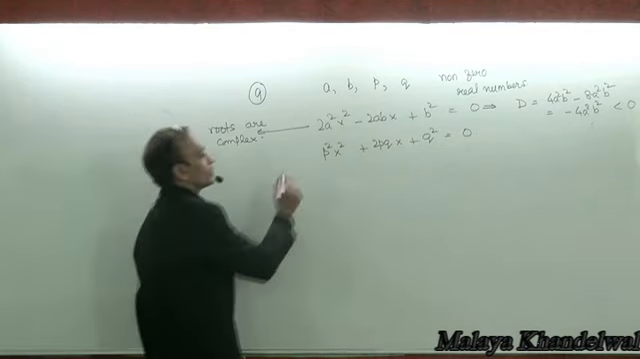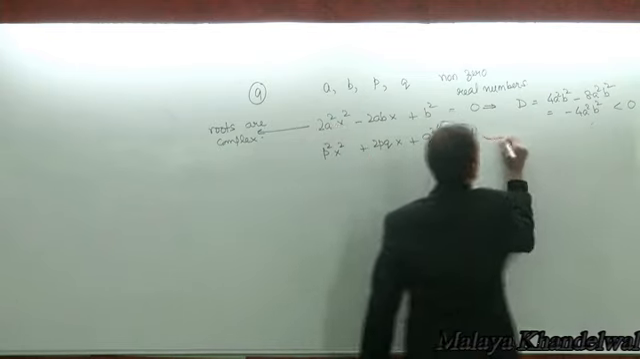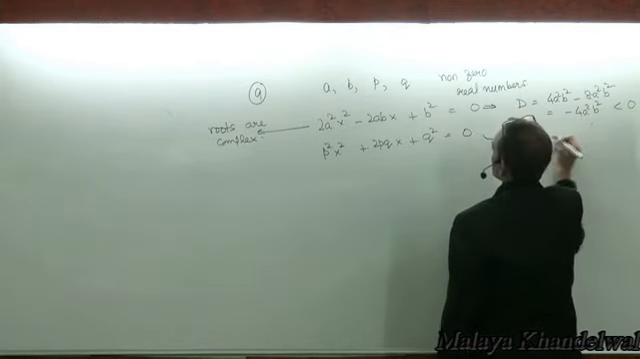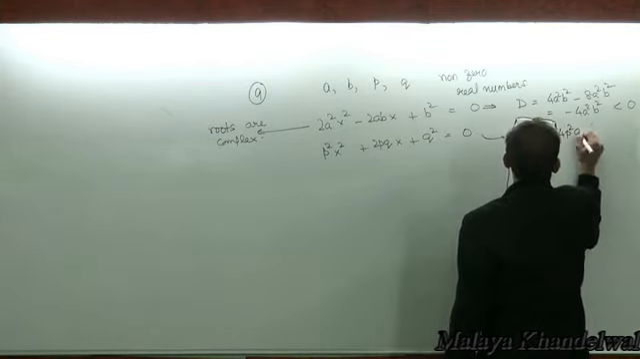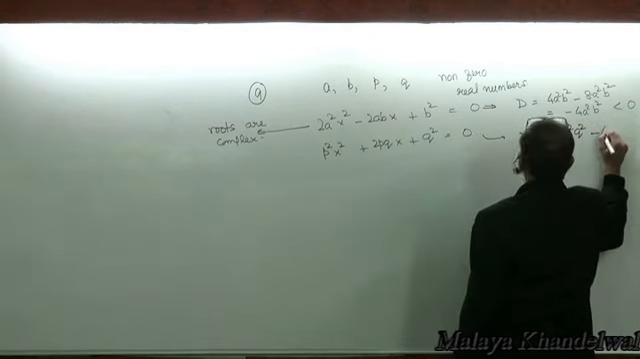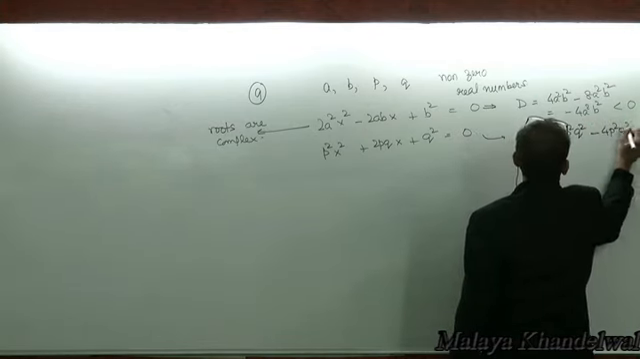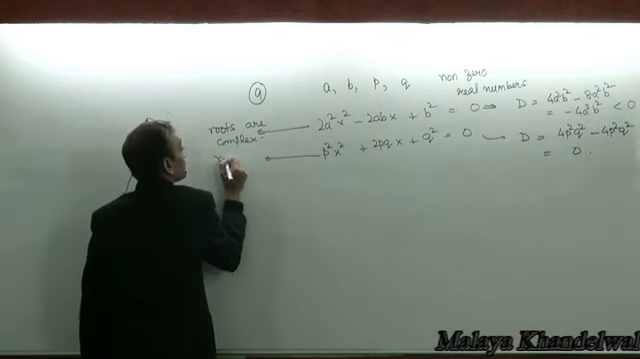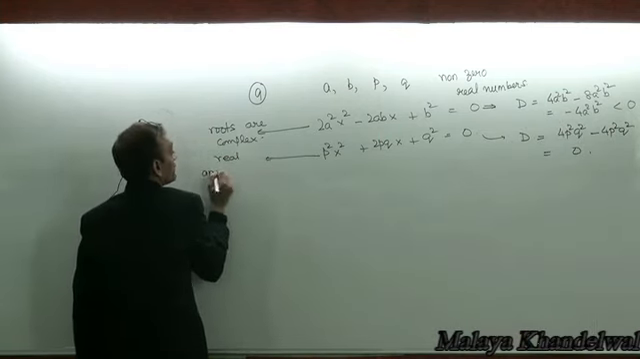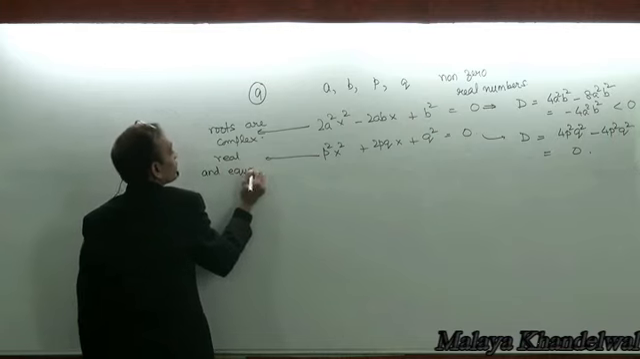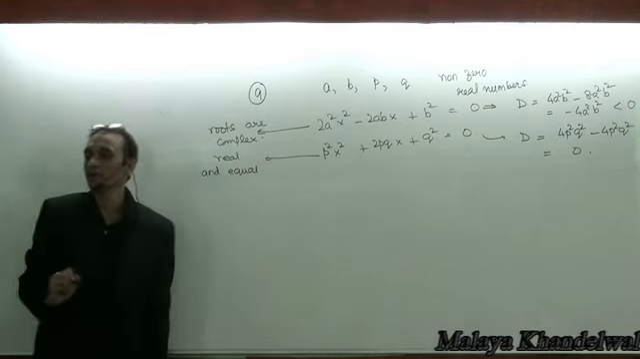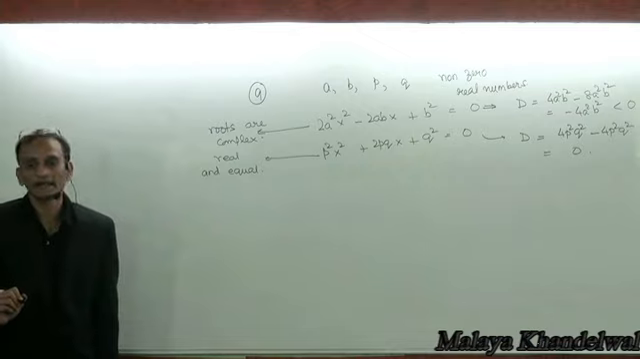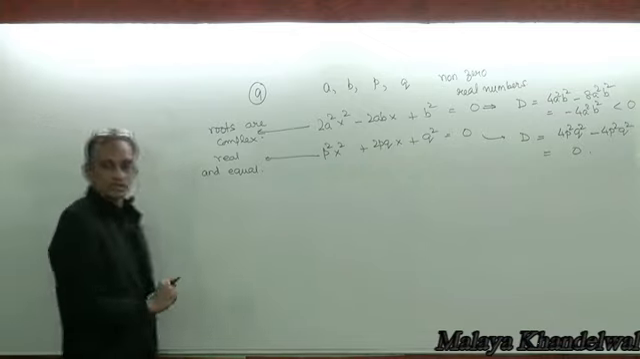Yes or no? Let's look at this quadratic. The discriminant of this quadratic is 4p squared q squared minus 4p squared q squared, that's 0. Its roots are real and equal. Very clearly, there cannot be common roots. Isn't it?